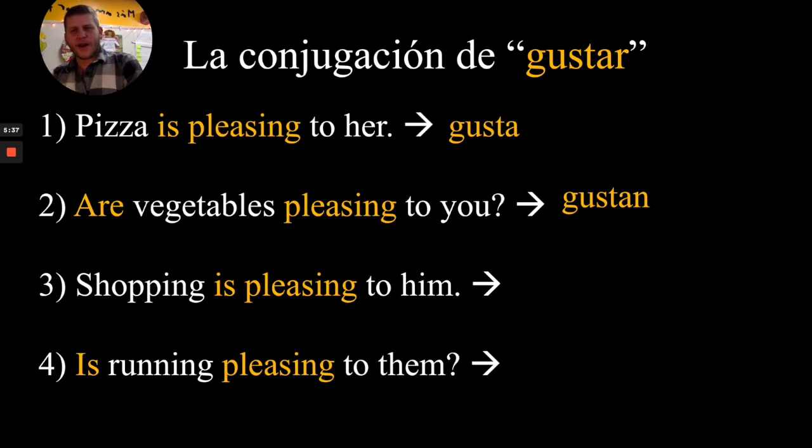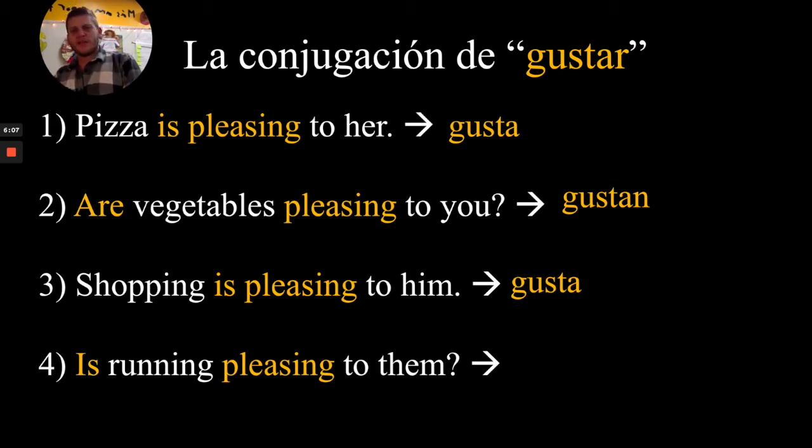Gustan. All right. Shopping is pleasing to him. Now, shopping, it's like, hey, that's an action. How can that be a point of view, first, second, third person? Well, let's use the logic that we always have. I'm not shopping. You are not the shopping. That means that shopping has got to be third person. And there's not multiple shoppings, so it's third singular. Let's conjugate gustar for the third singular. We get gusta.